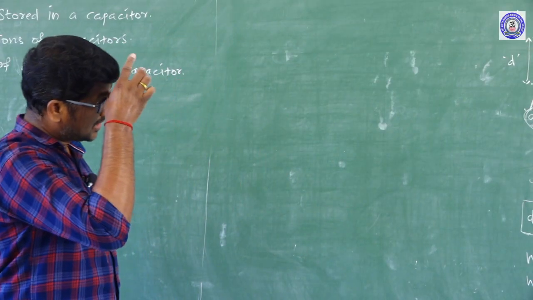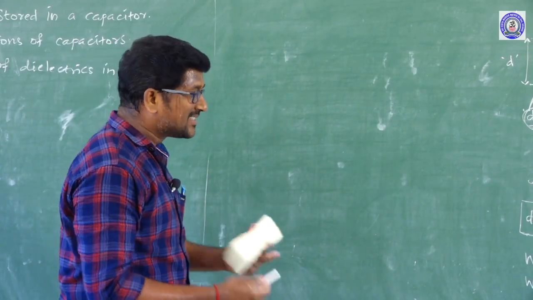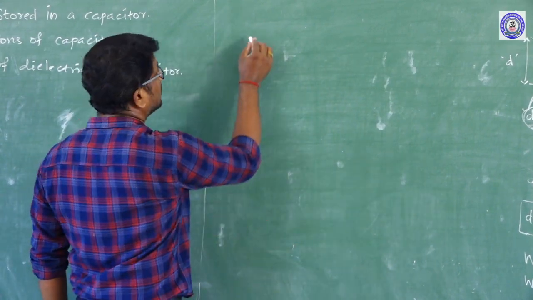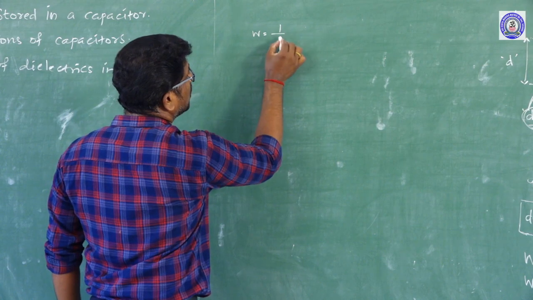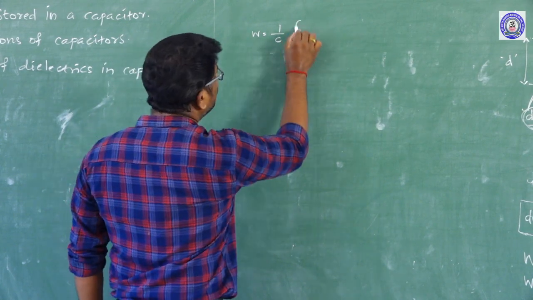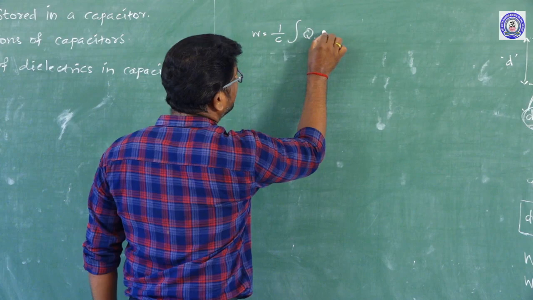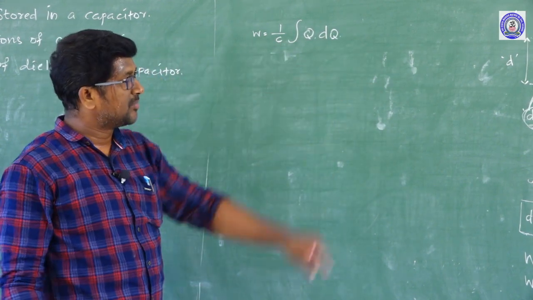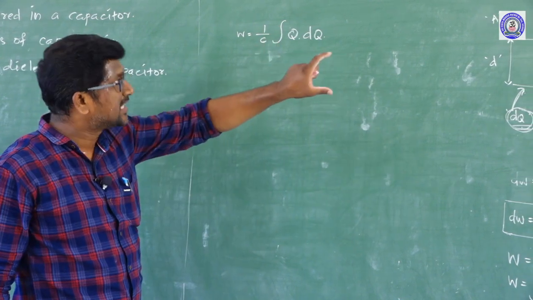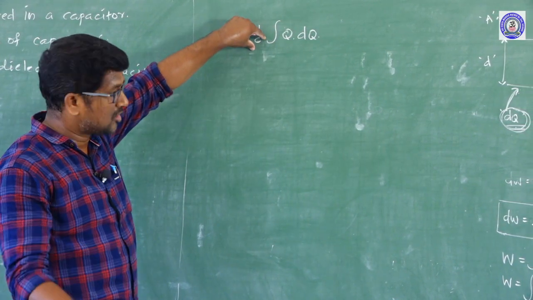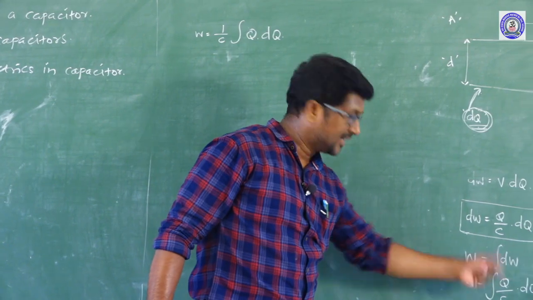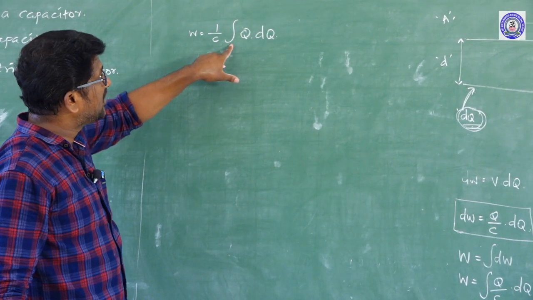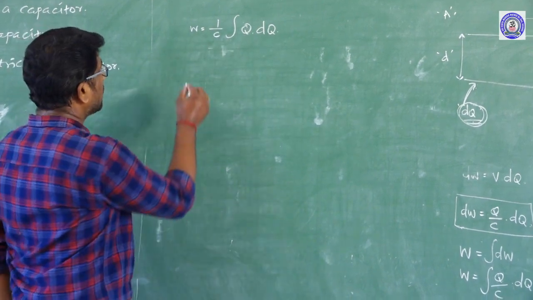For a given capacitor, its capacitance value is a constant. A constant value we don't integrate, so take it outside. Therefore, W is equal to 1 divided by C into integration of Q into dQ. Here C is the capacitance of the given parallel plate capacitor, and since it is a constant, it is taken outside. So, W is equal to 1 divided by C into integration of Q into dQ, right.